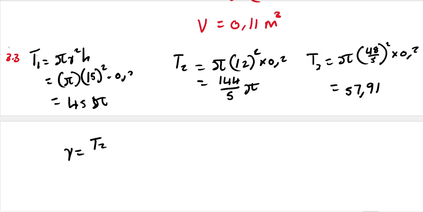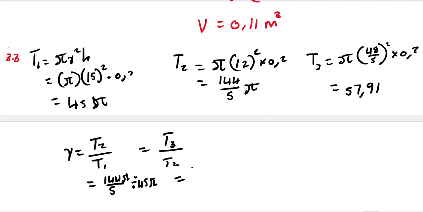Our r is T2 all over T1. Our T2 all over T1 must be equal to T3 all over T2. Do you get me? So here our T2 will be 144 pi all over 5, divided by, let me write here, divided by 45 pi.